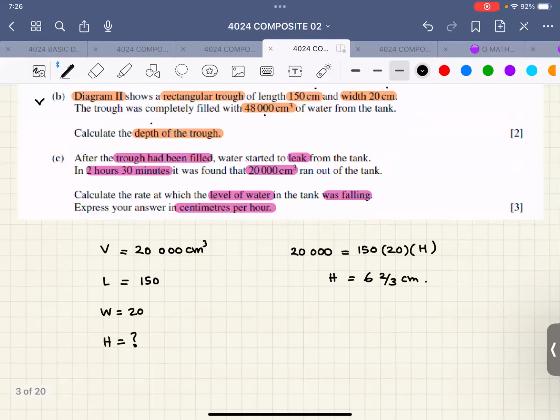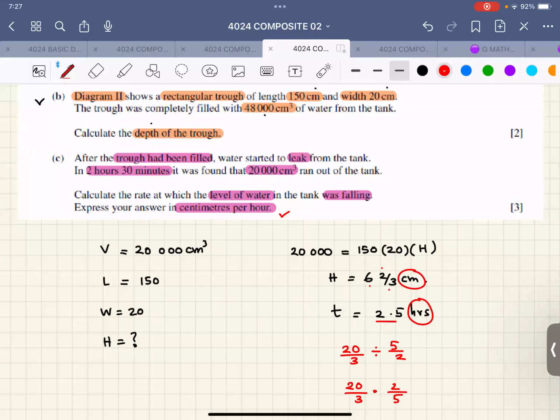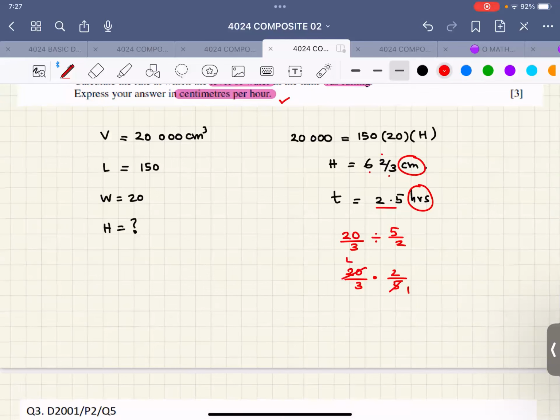Now, this is the level of water which was falling in a time period of 2 hours and 30 minutes, which is 2.5 hours. We are interested in getting the answer in centimeters per hour. This is centimeter, this is R. So therefore, 6 2/3, which is 3 into 6 is 18, 18 plus 2 is 20. So that is 20 over 3 divided by 2.5. That's 5 over 2. That's 20 over 3 into 2 over 5. Let's work in fraction. 5 ones are 5, 5 fours are 20, 4 twos are 8. That's 8 over 3, or 2 2/3 centimeters per hour. That's how the water level is falling.